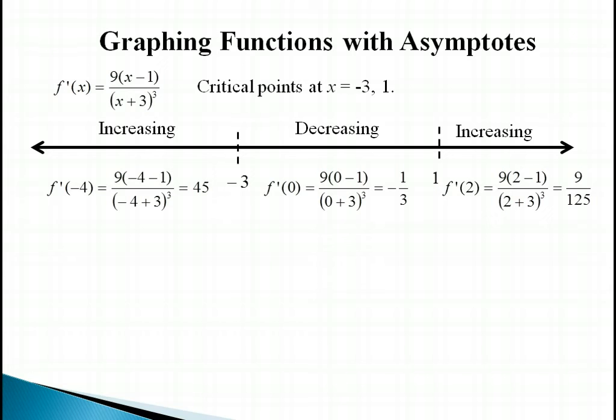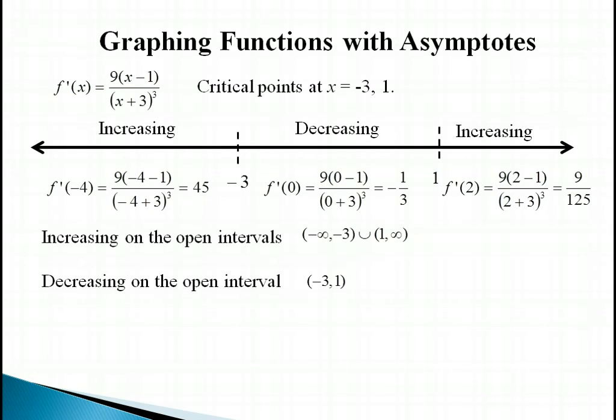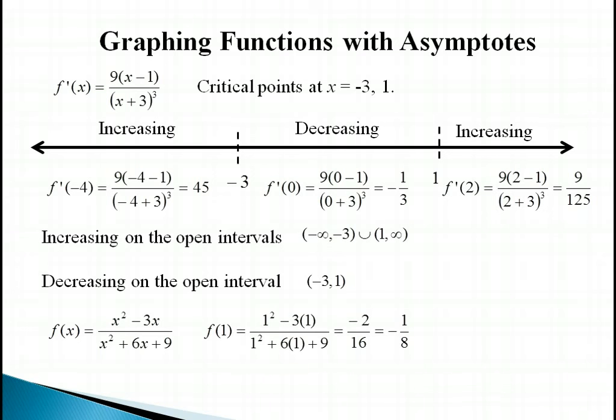Remember that we had a vertical asymptote at negative 3, so that can't be a turning point. But we don't have an asymptote at 1, so it could be a turning point. And it is a turning point because the graph moves from decreasing to increasing. It's actually going to be a minimum point because the graph goes from decreasing to increasing. So what we want to do is plug 1 into our function. And in this case, I got out negative 1/8. So that means that the ordered pair 1 and negative 1/8 is a minimum point. We don't know yet whether it's absolute or relative, so we're just going to call it relative minimum point.